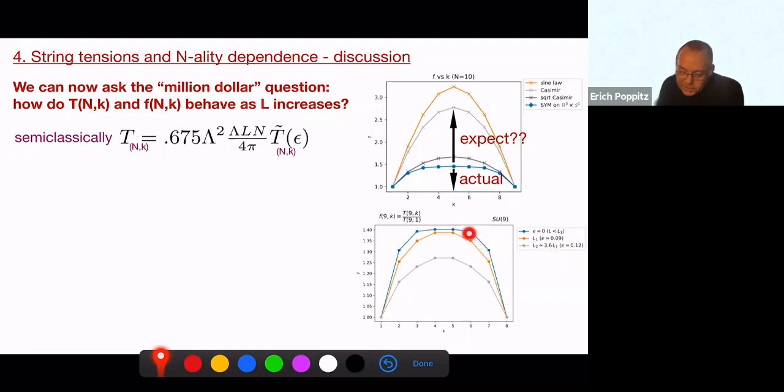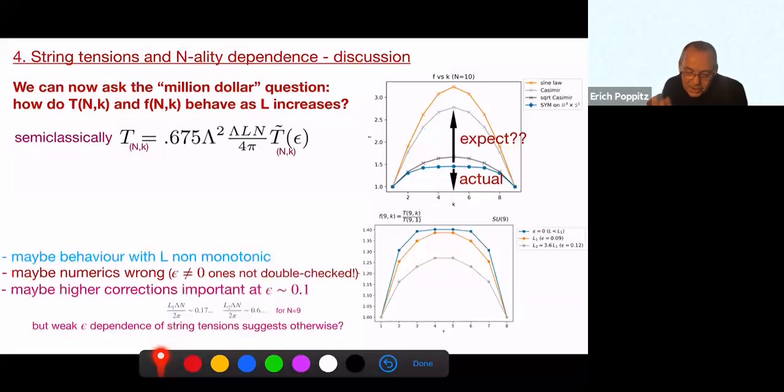So of course, I cannot assign a definite circle size here because I don't have control of what epsilon is, but these two are a factor of 4 from each other. So as you increase the size of the circle, this curve actually becomes flatter. So it goes in the opposite direction, at least in the semi-classical regime, from what you expect. So what can I say about that? Many things I can say. I can say that maybe the behavior with L of this string tension ratio is not monotonic. It is possible. It is also possible that the numerics are wrong.